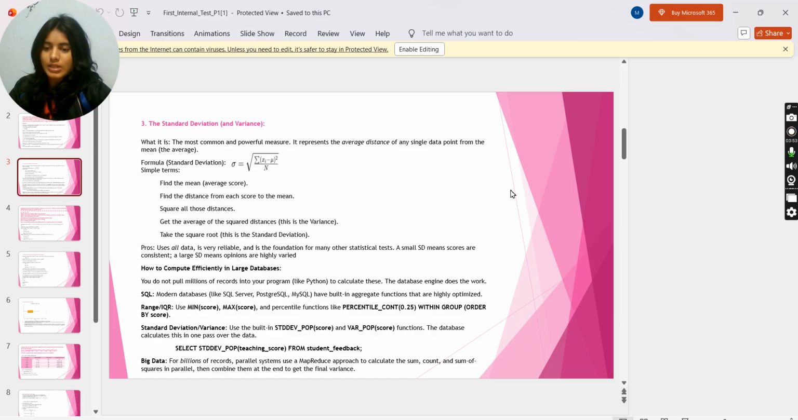The database calculates this in one pass over the data. Select STDDEV_POP teaching score from student feedback. For big data with billions of records, parallel systems use a MapReduce approach to calculate the sum, count and sum of squares in parallel, and then combine them at the end to get the final variance.